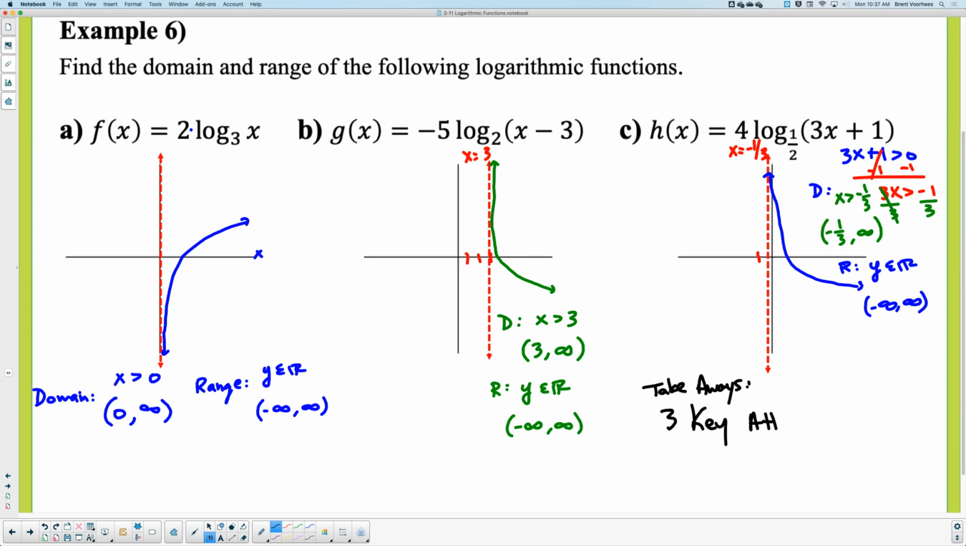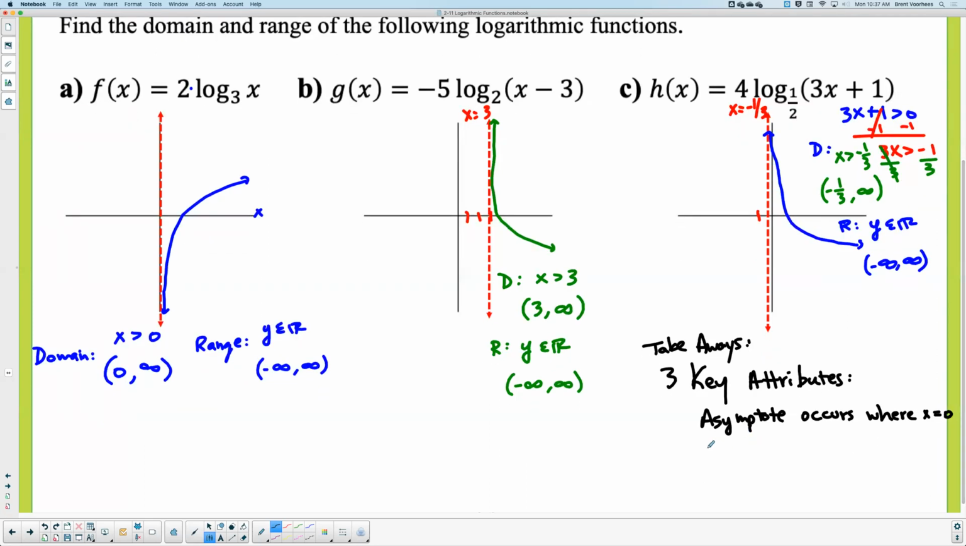There's 3 key attributes. The first is a logarithm. Can a logarithm itself be negative? No. Can a logarithm be 0? No. So first is the asymptote. The asymptote is at x equals whatever would make x equals 0 inside the log, if that makes sense. The asymptote occurs where x would equal 0 inside the logarithm. Okay, that's the first key takeaway.